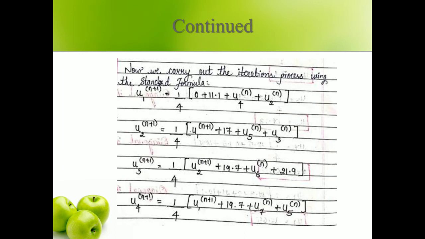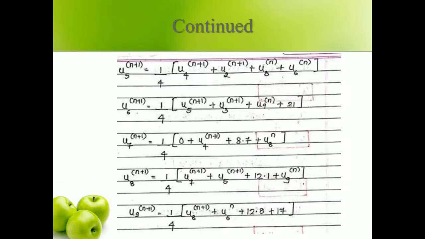So both will be similar. When they are not identical or when they are unsymmetrical, you need to solve for all the values. So this is the iteration process, how you are going to repeat the iteration for u1, u2, u3, u4, u5, u6, u7, u8, u9. You will be using the previous iteration values to find the next iteration values, as I have told in my first problem and second problem.